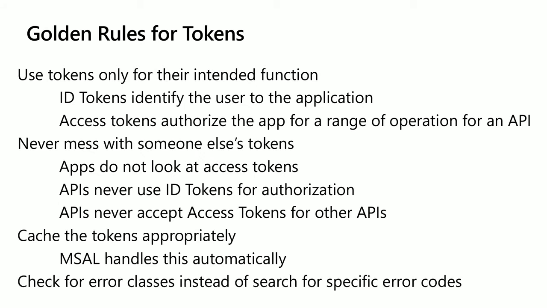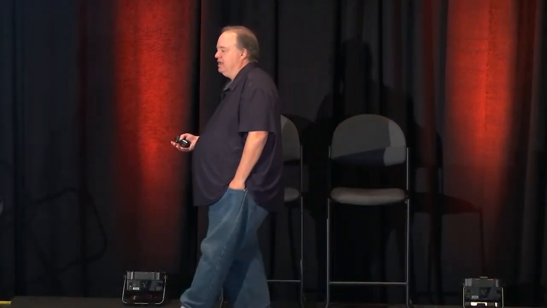And the final token rule I'd like to point out is when you get a token, it's an error to go look for specific errors. We group the errors into classes. For example, the most common one is an error that says the user hasn't signed in, or an error that says the user needs to grant consent. But all of these types of errors end up in one class: the identity provider needs to talk to the user.